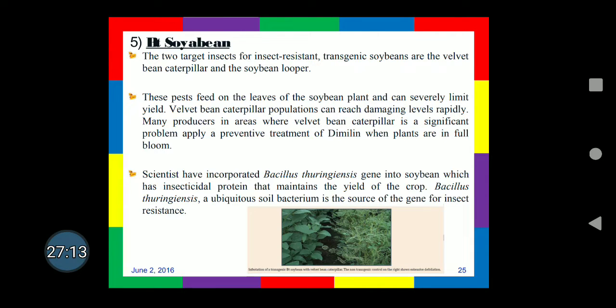Thereby, it increases the production of the soybean plant. The scientists have incorporated the BT gene into soybean, which has an insecticidal protein that maintains the yield of the crop. Bacillus thuringiensis, the ubiquitous soil bacterium, is the source of the gene for the insect resistance.